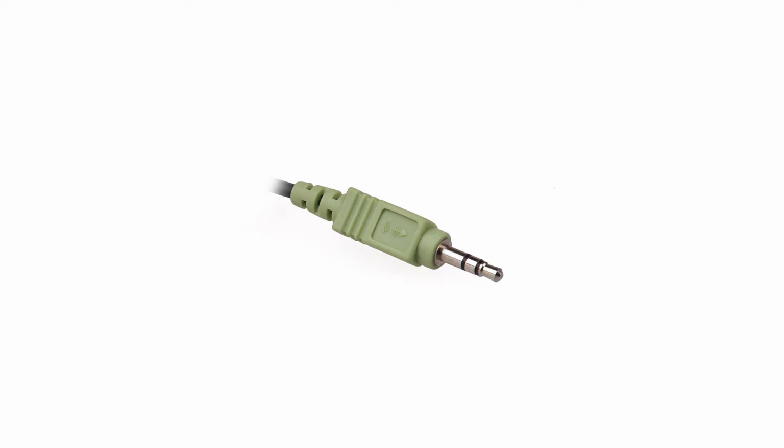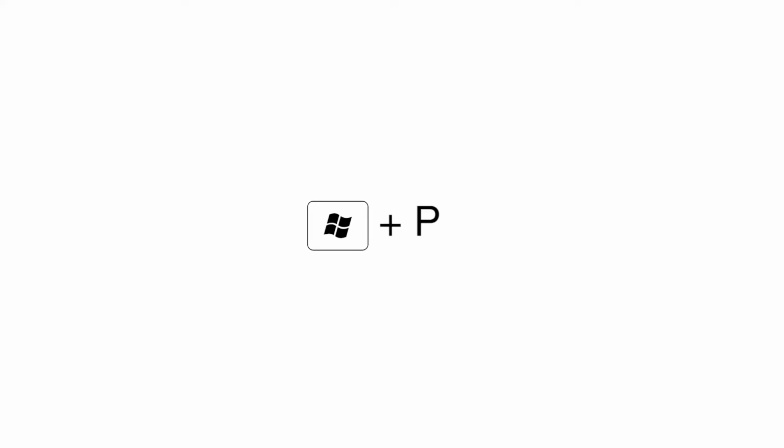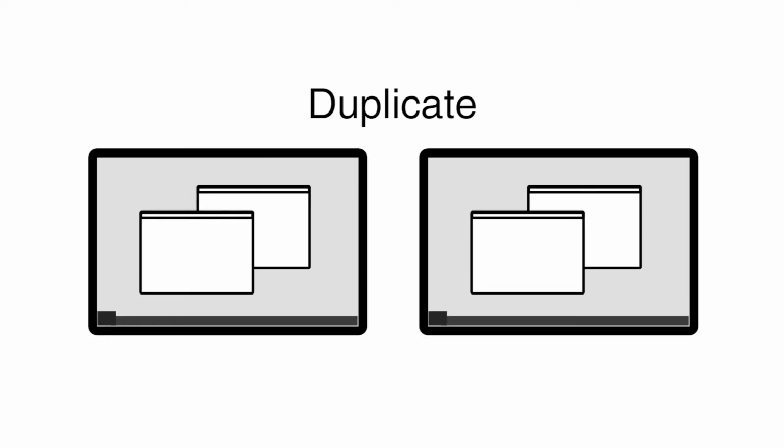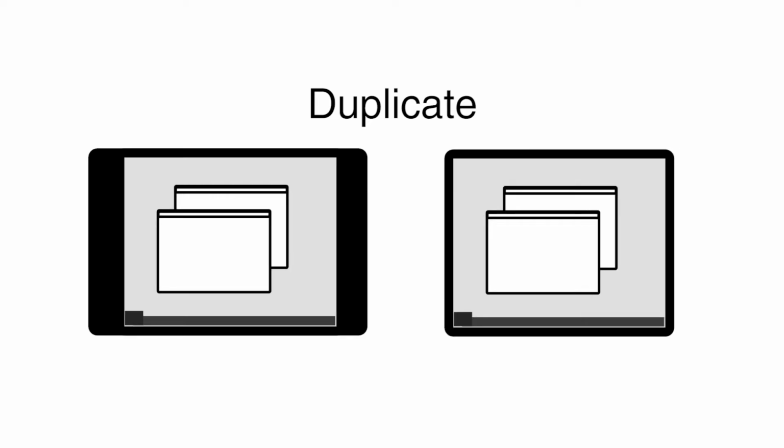On the software side of projecting to a second screen or projector, the Windows key plus P shortcut is a very useful shortcut to quickly select your output mode. Duplicate is easy to use as it's simply a mirror of your current display. However, the disadvantages are that both screens will have to match in resolution, which leads to black bars on the side of your screen and a lower resolution display.